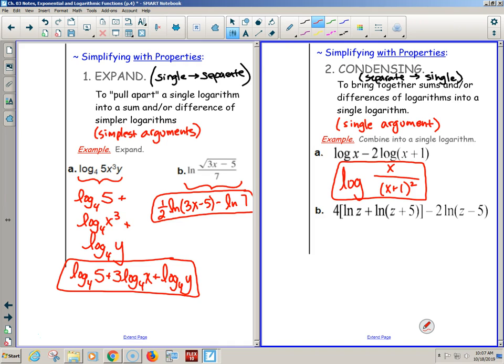So can anyone tell me what the condensed argument will be of the ln? What goes on top? You're almost there. Power 4. Both of them, right? Just check it. Doesn't it go to both? So up as a power of z and up as a power of z plus 5. But what's down?